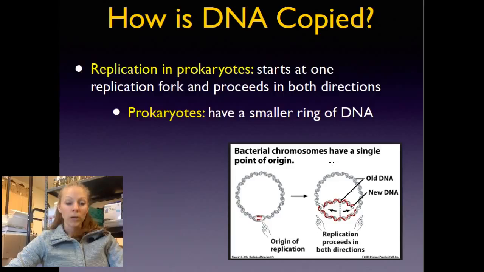Replication in prokaryotes: there's one replication fork, and then the enzymes move in opposite directions until it finishes the plasmid, or the circular ring of DNA. And this doesn't happen in the nucleus because prokaryotes don't have a nucleus. They do have a nucleoid region, though.